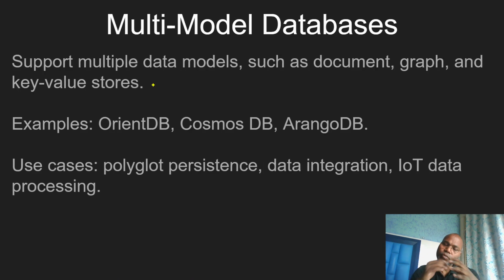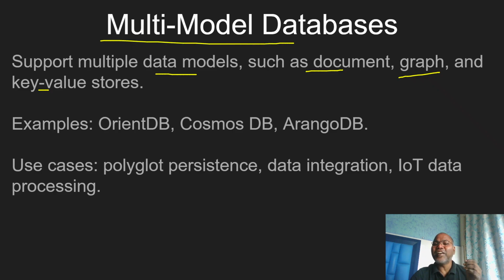And sometimes whenever you are going to design an application, you need a mix of data. You want to store key value as well as document and graph, some kind of mixed data. This is known as a multi-modal database. You are mixing key value, document and graph as well. In this scenario, you can maybe use OrientDB, CosmosDB, ArangoDB.